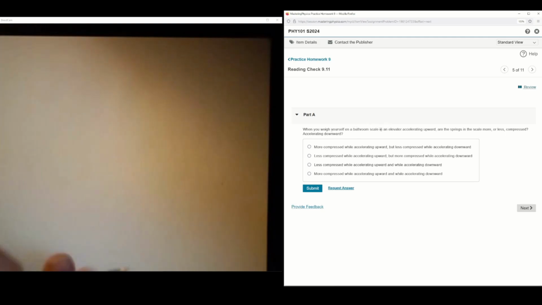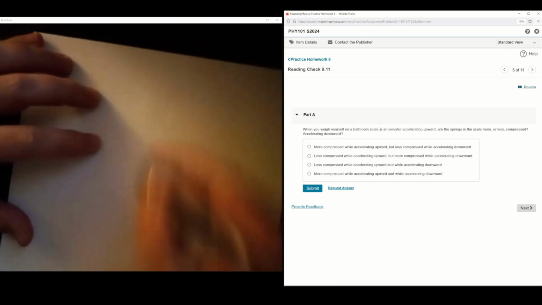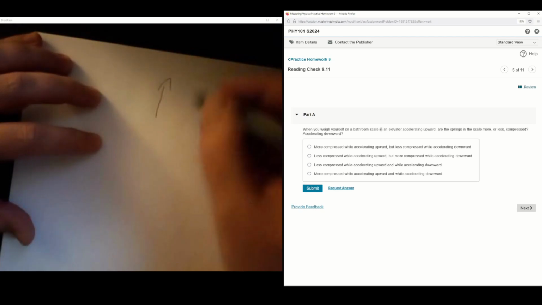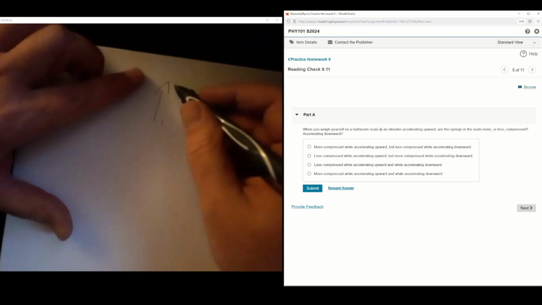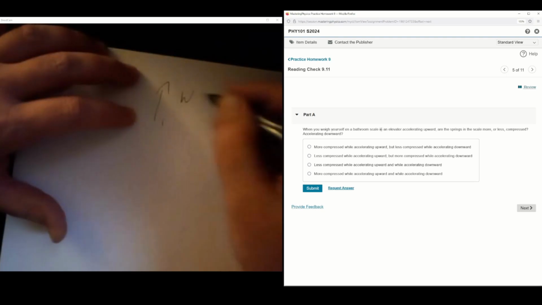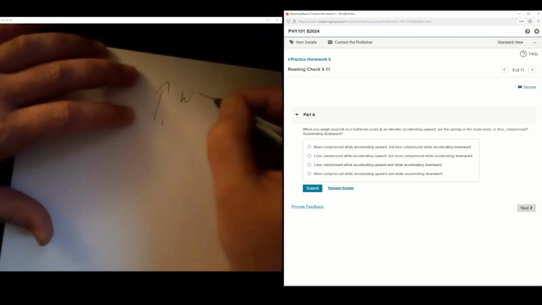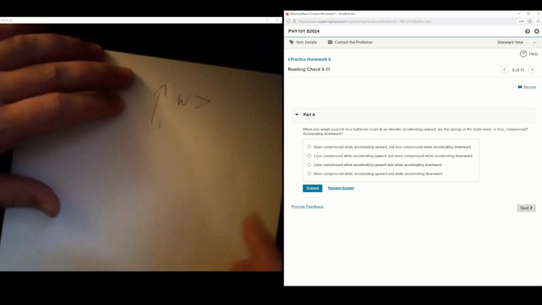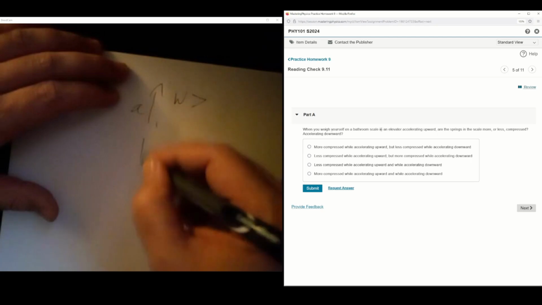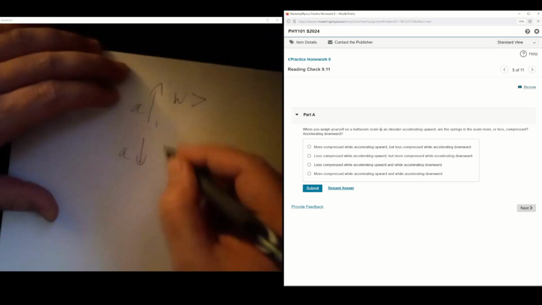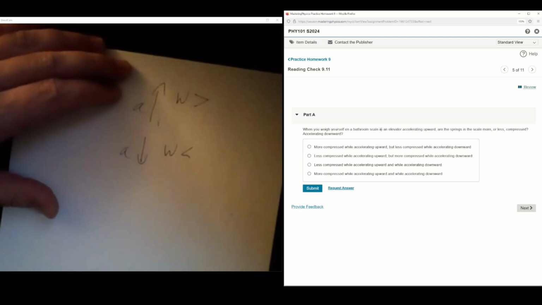So if an elevator's going up, then this force is pushing on you, the elevator going up. This makes your weight greater. I'll use a greater than sign there. So if you're accelerating up, that makes you feel weight greater. If you're accelerating down, that makes your weight feel less.